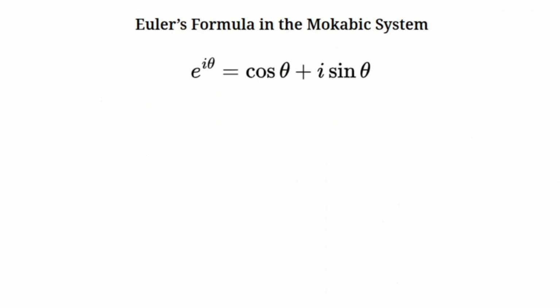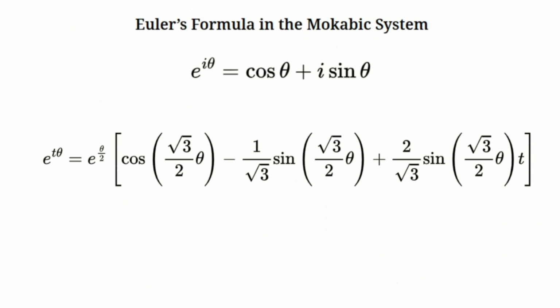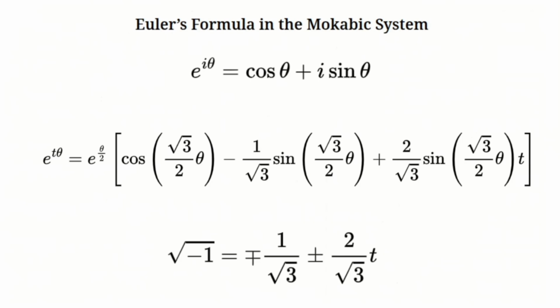For Mokabic numbers, where the analogous expression is e raised to the power of t, the t-axis is raised to the power of the t over 2, multiplied by the quantity cosine of the square root of 3 over 2 times the t, minus 1 over the square root of 3 times sine of the square root of 3 over 2 times the t, plus 2 over the square root of 3 times sine of the square root of 3 over 2 times the t times s. This describes exponential growth with hexagonal rotation. It shows that complex numbers are embedded inside the Mokabic world. And this is just one example of how different two-dimensional systems can be built from a shared logic.